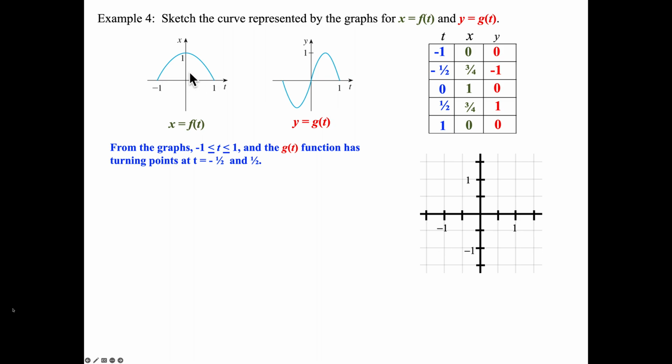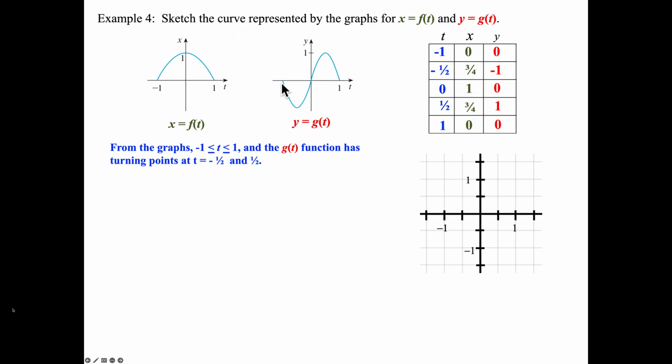Reading my x function, at t equals -1, I'm at 0 for the x. And halfway in between, I go up here. That looks maybe like 3/4. It's past the halfway point, it looks like half of the upper half. So we're going to say 3/4 is a good guesstimation. At 0, we're at 1. At 1/2, 3/4. And at 1, we're back to 0. So those are the x values from the f of t function.